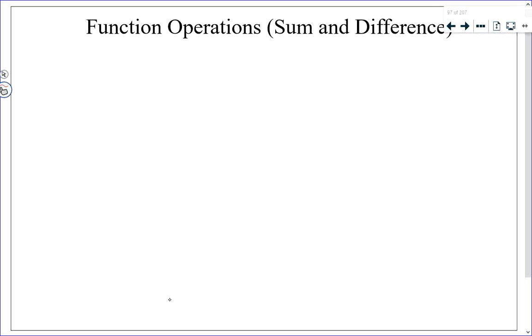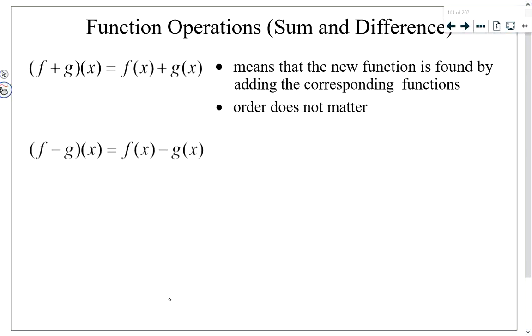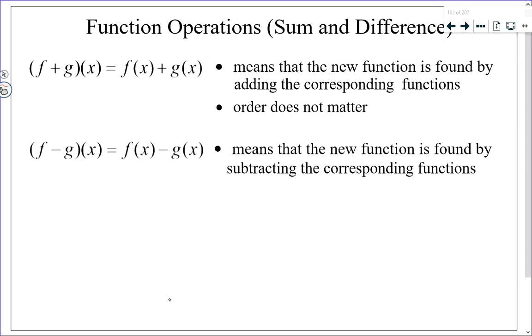Function operations. Well, first of all, you need to know that f plus g in brackets of x means f of x plus g of x. And that simply means that the new function is found by adding the two functions. When you add functions, just like adding numbers, the order is unimportant. You need to know that f minus g in brackets of x means f of x minus g of x. It just means that you subtract the corresponding functions. But of course, the order does matter. So f of x minus g of x is not the same as g of x minus f of x.